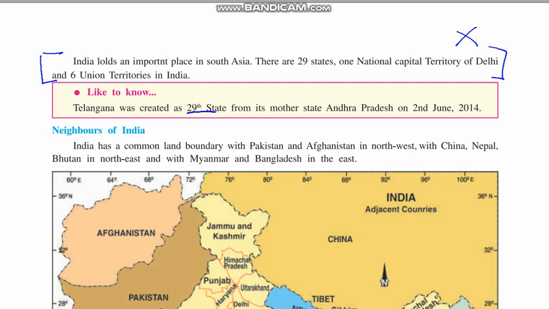Telangana was created as the 29th state from the mother state Andhra Pradesh on 2nd June 2014. So Telangana was the 29th state. You need to remember it, right?